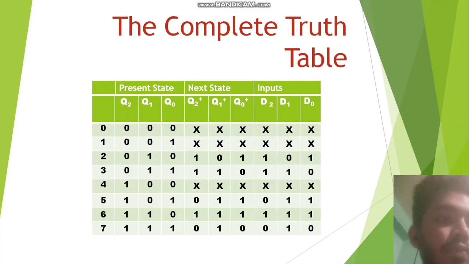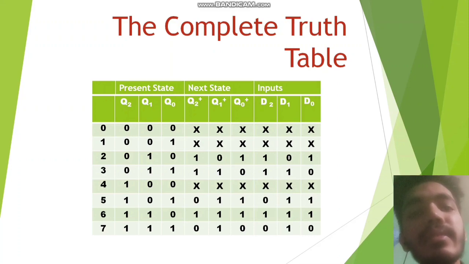The next slide is the complete truth table. This is the complete truth table of the irregular sequential counter. The complete truth table has present states, next states, and inputs. Present states are Q2, Q1, Q0, next states are Q2 plus, Q1 plus, Q0 plus, and inputs are D2, D1, D0. And we again write Q2, Q1, and Q naught, 0 0 0, the 3-bit 0 to 7 binary numbers.